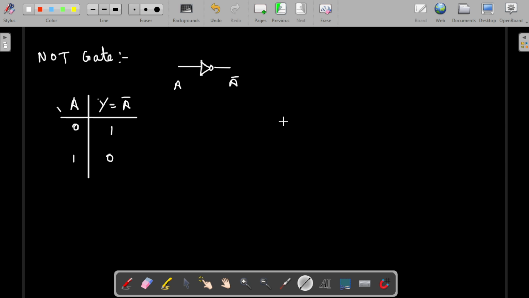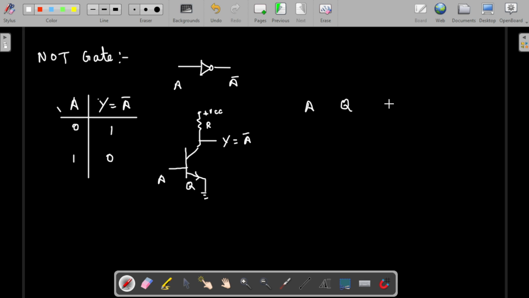So let me draw a diagram to show this. This can be represented in transistor logic because that is quite easy to understand. This is the transistor, an NPN transistor. Here we are giving A as an input to this one, and the emitter is directly connected to ground. This is a simple representation that we are taking. This is R, which is connected to plus VCC. Here we are taking the output, that is Y, which is equal to A bar. Here we have the input A, the transistor Q, and the output Y.